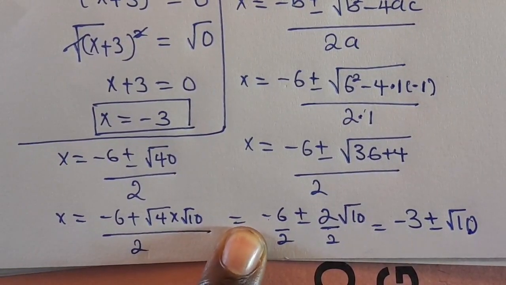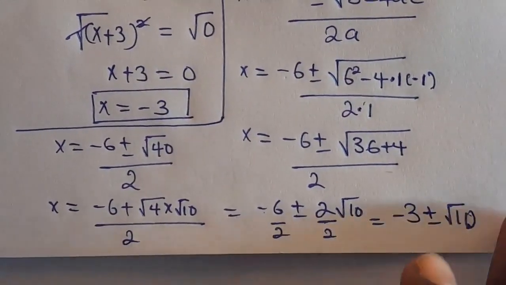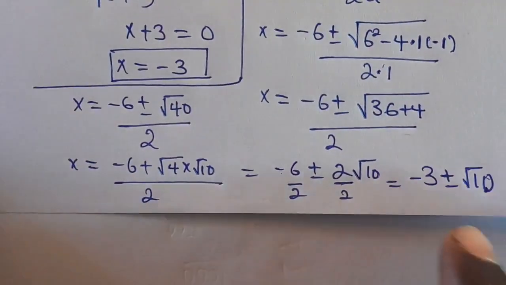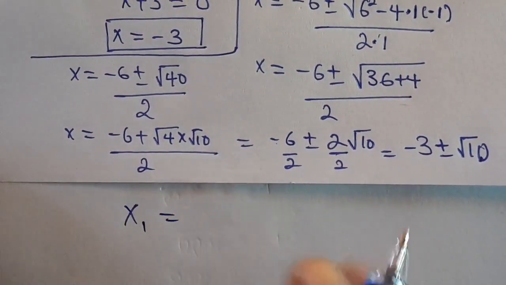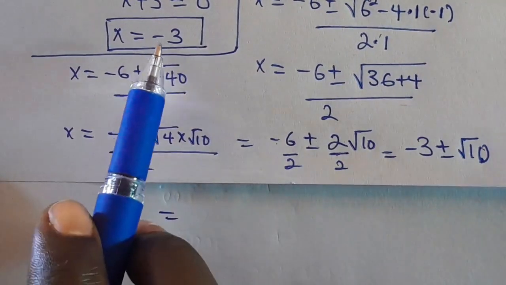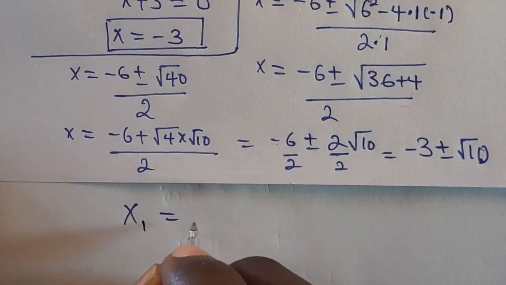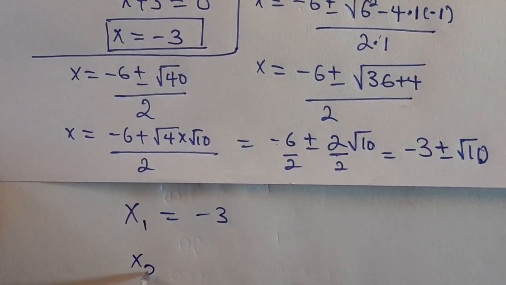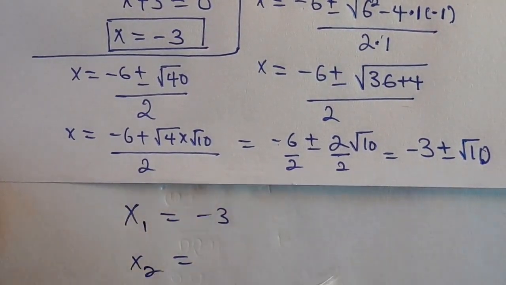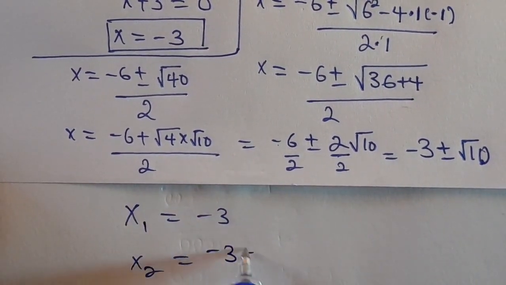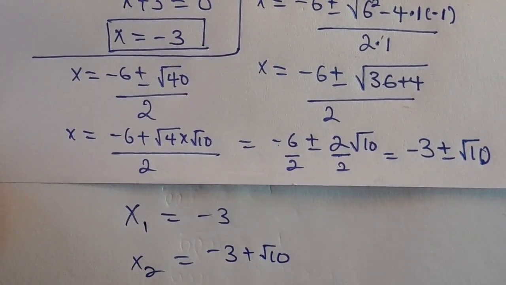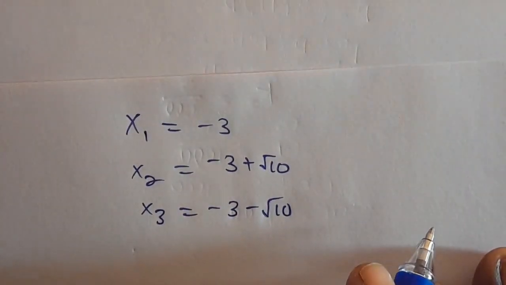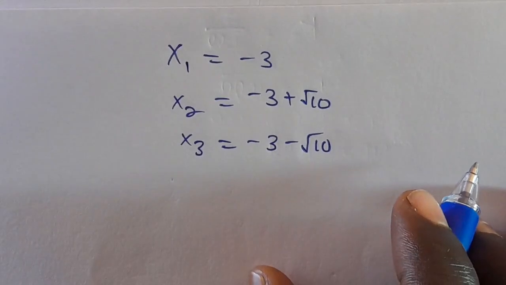So now we can have the value of x1 equals minus 3, then x2 equals minus 3 plus root 10, then x3 equals minus 3 minus root 10. Then we have these three real solutions.